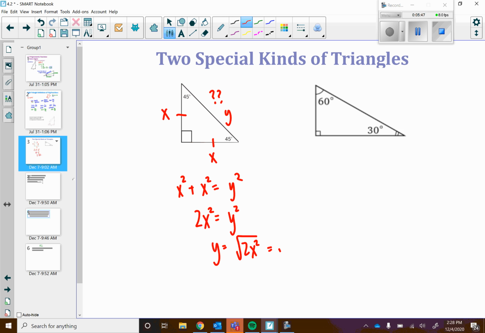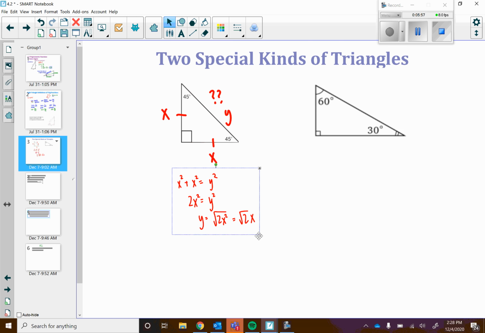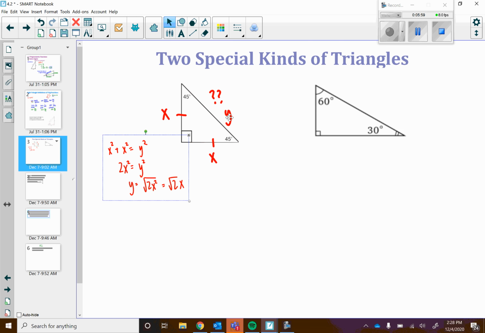Or y is equal to the square root of 2x squared. And I can pull an x out of there. So it's really the square root of 2 times x, which, again, maybe you remembered that this is a special kind of triangle, and it has this characteristic where if I have the side length, I can multiply the side length by the square root of 2 to get the hypotenuse.